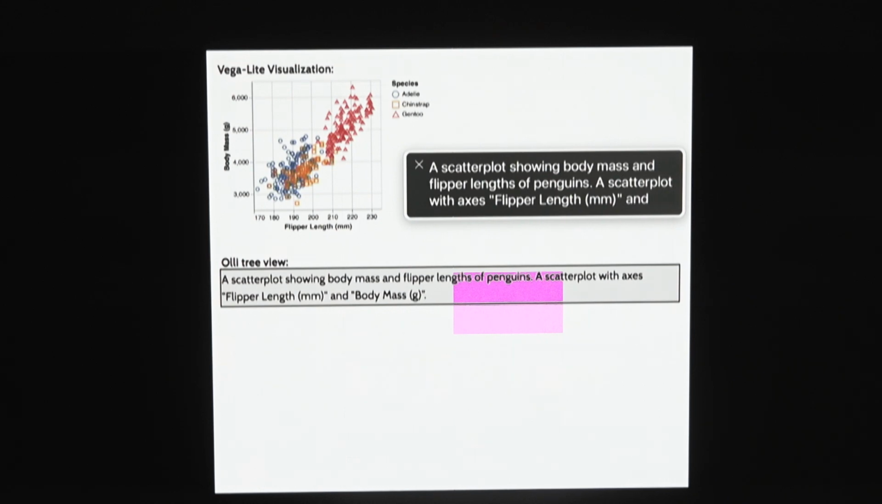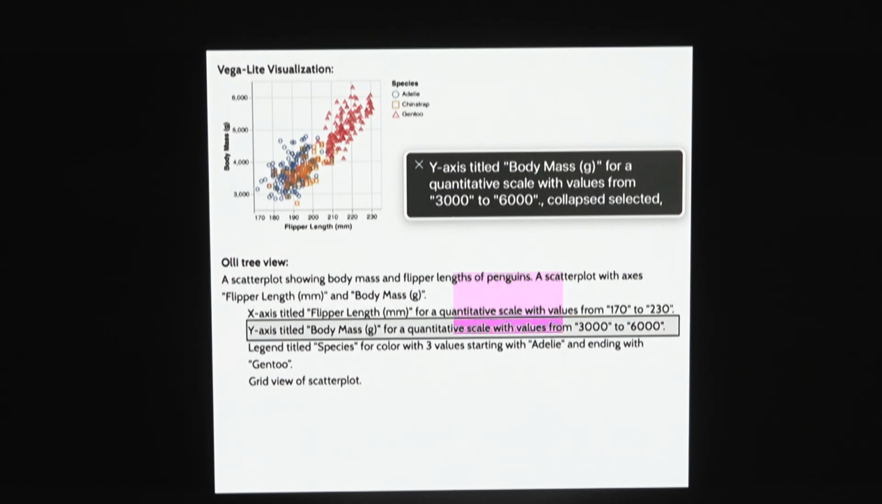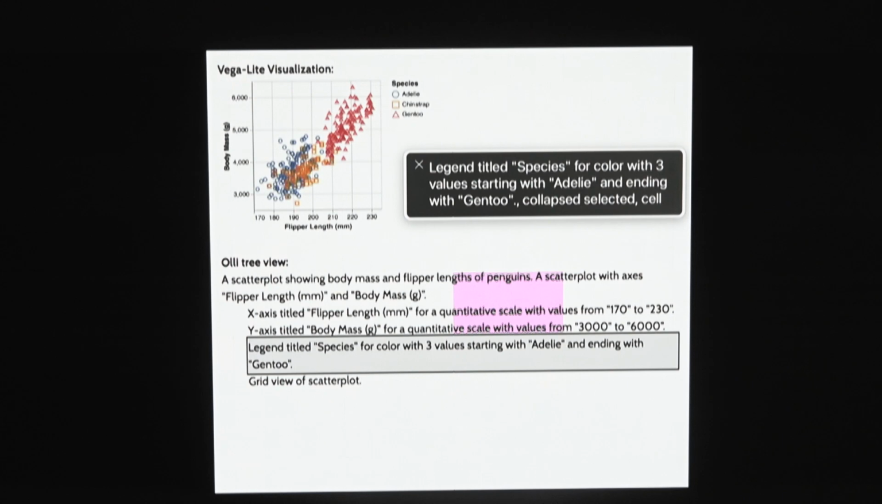Now, if I want to explore this chart further, I can press the down arrow key to go down a level of detail in the Ollie structure. And on that next level, I'll receive descriptions of the different axes and legends of the chart. X-axis titled flipper length, for a quantitative scale with values from 170 to 230. And now that I'm on this level, I can press the left and right arrow keys to go through the different descriptions on this level. Y-axis titled body mass, g, for a quantitative scale with values from 3,000 to 6,000. Legend titled species for color with 3 values starting with Adelie and ending with Chinstrap.